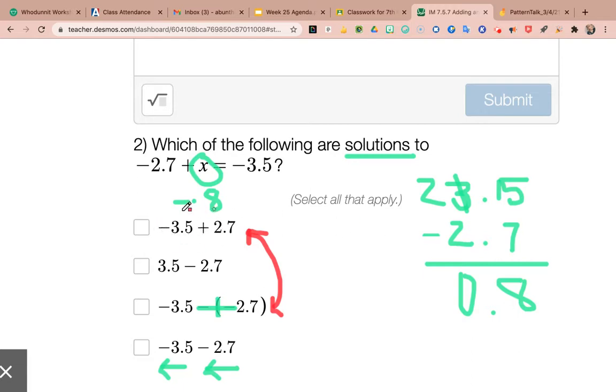So this is pretty much what I just did. 3.5 is negative, 2.7 is positive, so I'm going to subtract them because one is going to the left and one's going right. And then my answer is going to be negative because 3.5 is a bigger arrow than 2.7. 3.5 is a longer distance than 2.7. So this one would get me negative 0.8. These are the same. And then the last one, 3.5 minus 2.7, would give me 0.8, but it wouldn't give me the negative number that I need. It makes a difference if it's positive or negative. So it has to be the first and the third one.